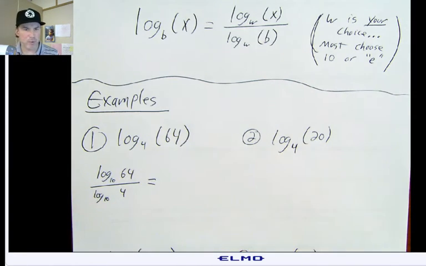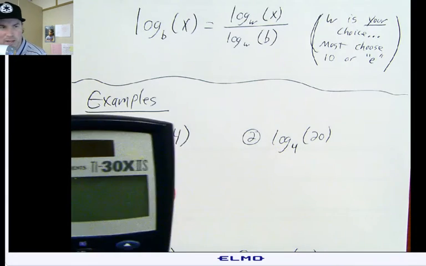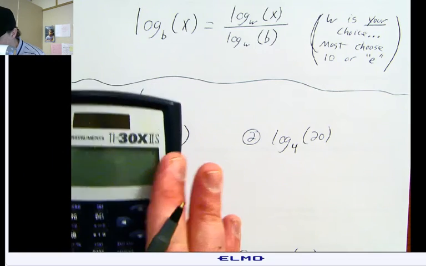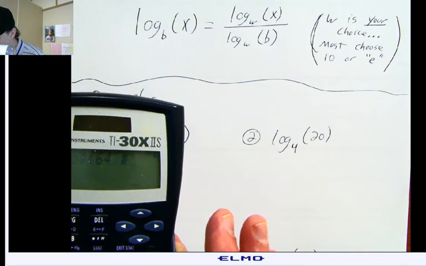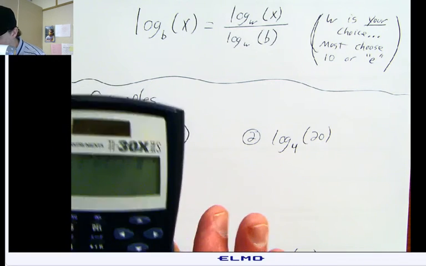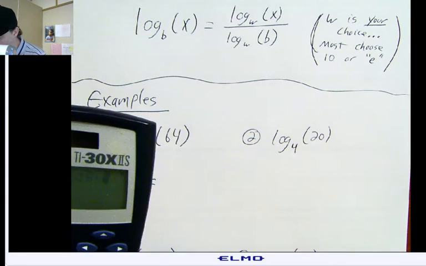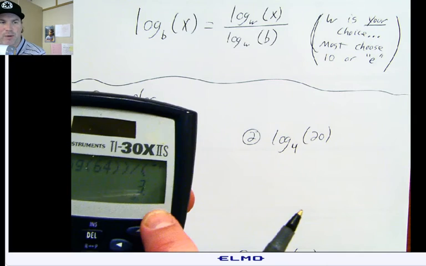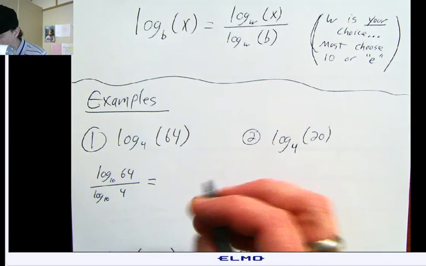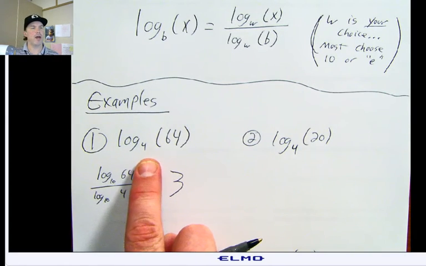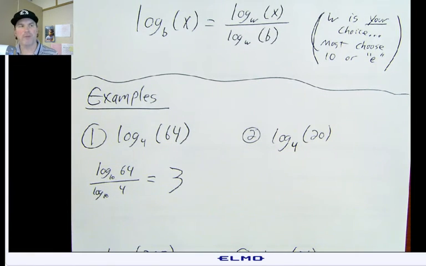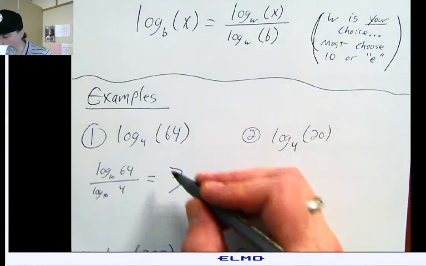And at this point, I can just pick up my calculator and type it in and see what happens. Parentheses for the numerator, log of 64, close that, divided by parentheses, log of 4, close parentheses, and it gave me an answer of 3. That's a really simple answer. Oh yeah, 4 to the what equals 64? 4 to the 3 equals 64.